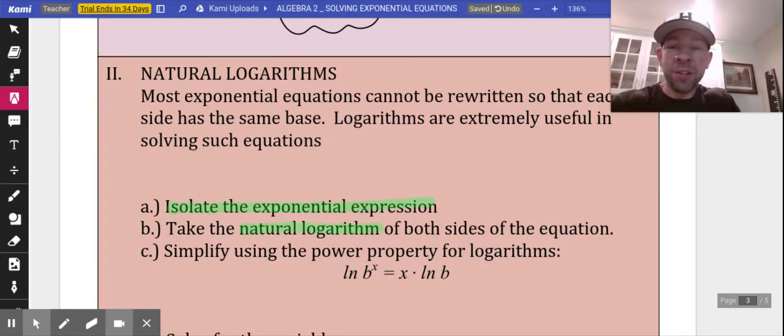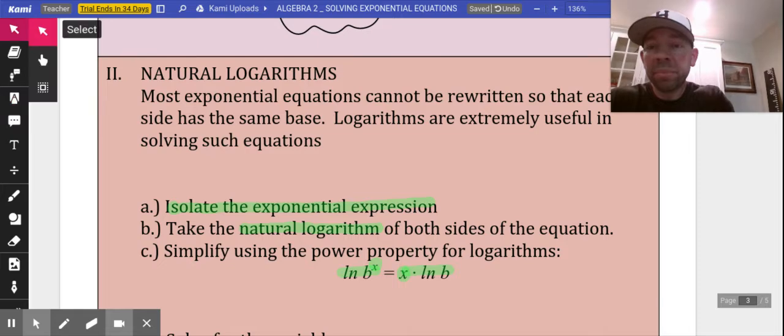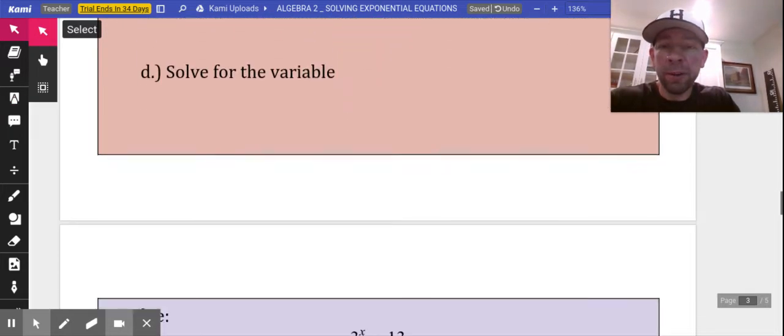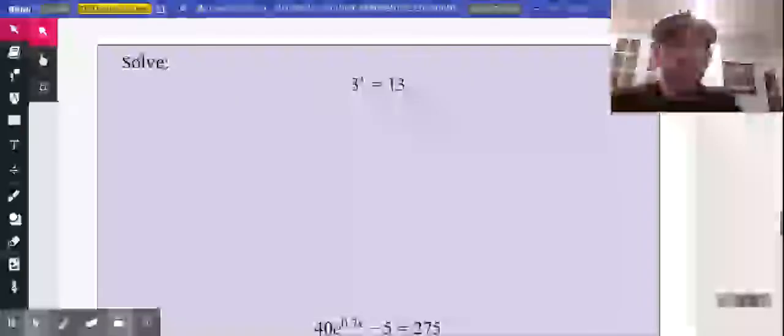And then here's where the magic comes into play. We're going to use that power property that we learned for logarithms recently. It says, if you've got the natural log of b to the x, you can rewrite that exponent where it's moved out as the coefficient. So it's x times the natural log of b. We're going to take advantage of that property. And then from there, just solve for the variable.